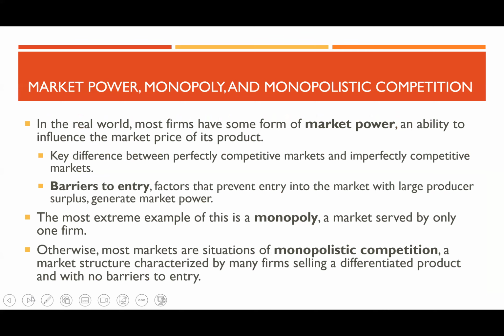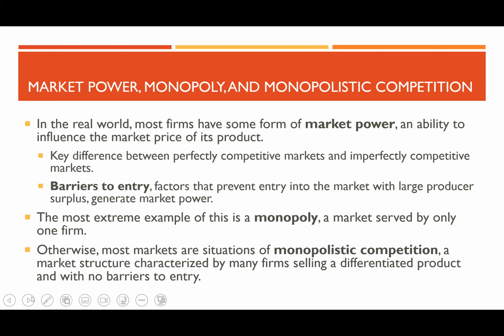So market power is what defines imperfect competition, and it's when firms have some ability to actually influence the market price for their product. So remember, in the perfectly competitive market model, firms are price takers, right? It means they cannot impact the price of their product. They just have to take whatever the market price is. Market power means that firms can now set their price.